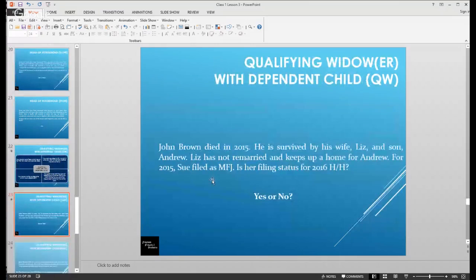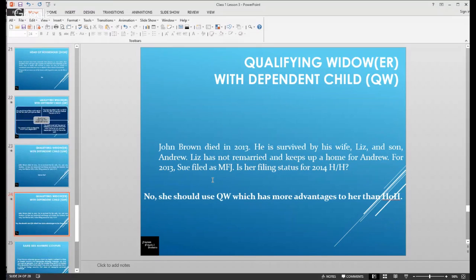John Brown died in 2015. He's survived by his wife Liz and son Andrew. Liz is not remarried and keeps up a home for Andrew. For 2015, she filed married filing jointly. Is her filing status for 2016 head of household? No, she should use qualifying widower, which has a few more advantages for her than the head of household filing status.